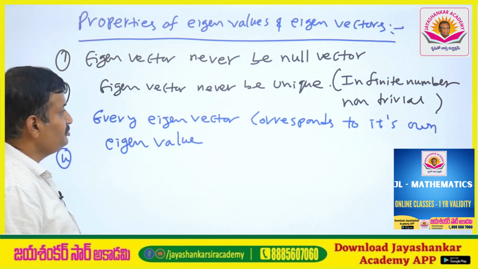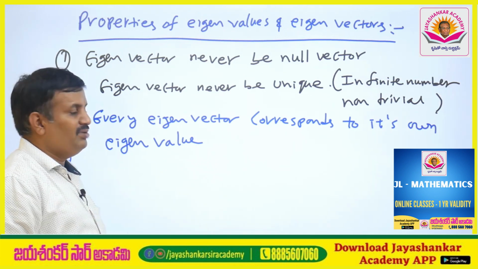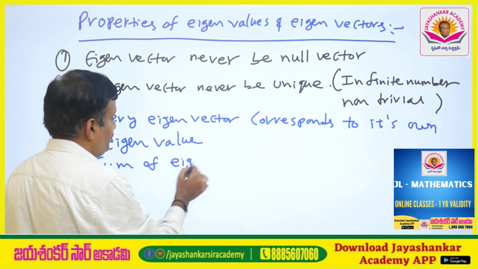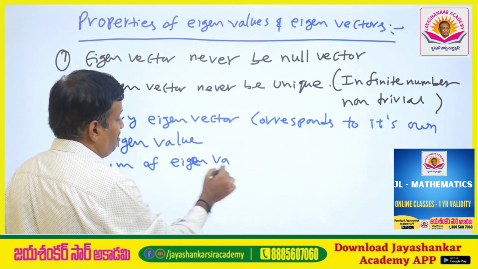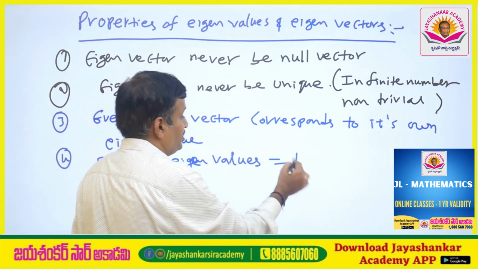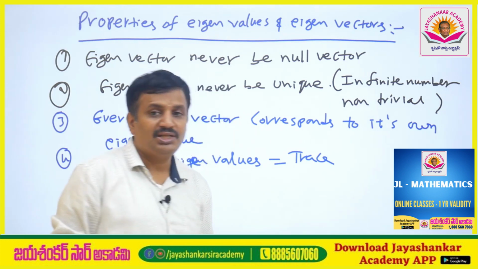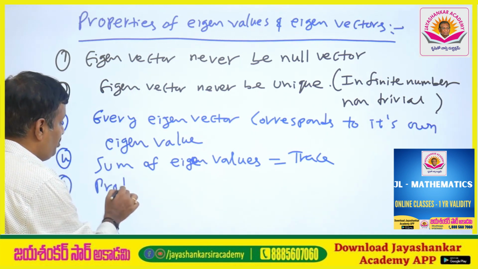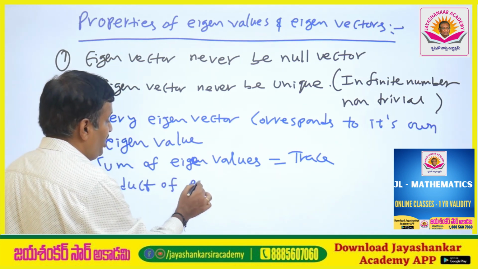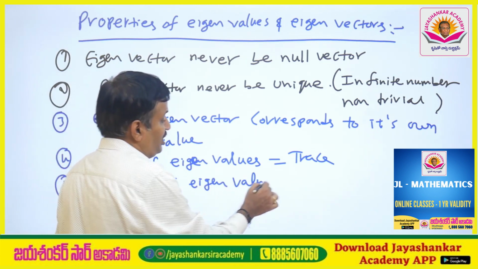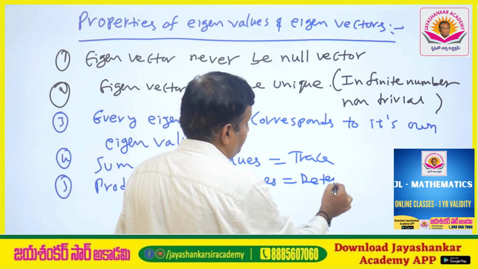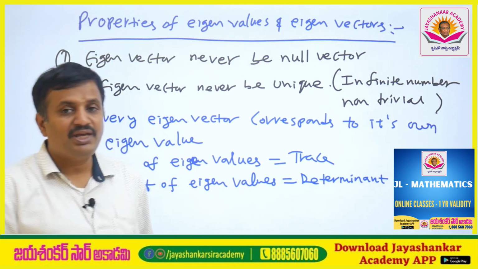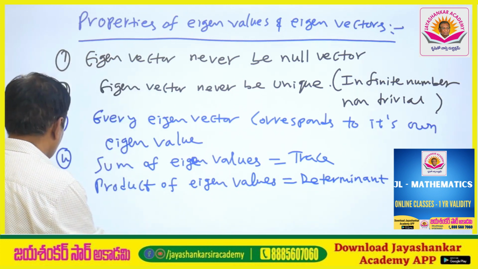Fourth, the sum of the eigenvalues. It is a very important property: the sum of eigenvalues is equal to the trace. There are so many GATE questions on this property. Then the fifth one: the product of eigenvalues is equal to the determinant. Sum of eigenvalues is the trace. Product of the eigenvalues is the determinant.